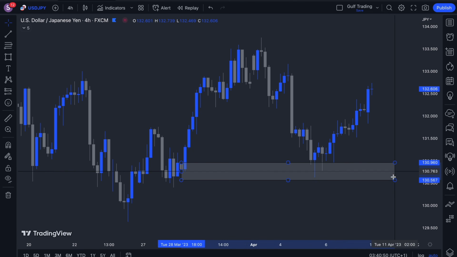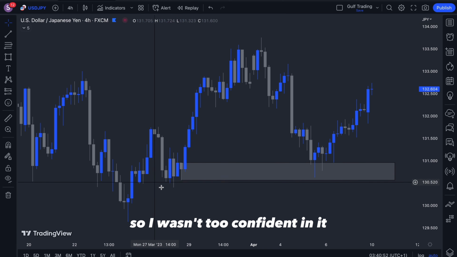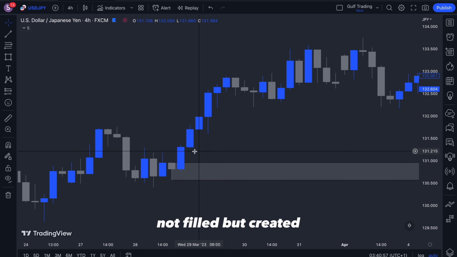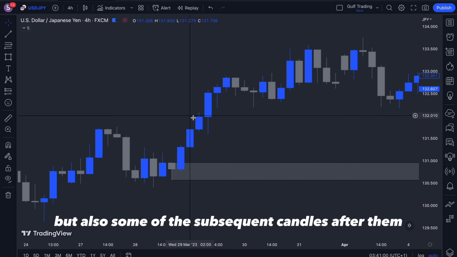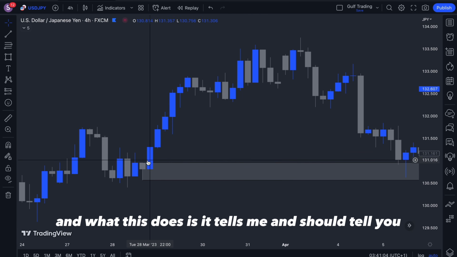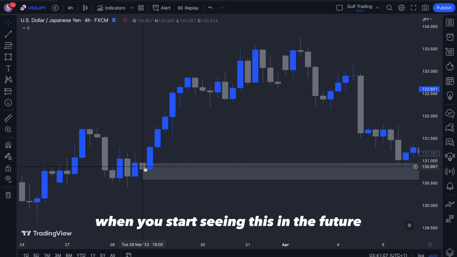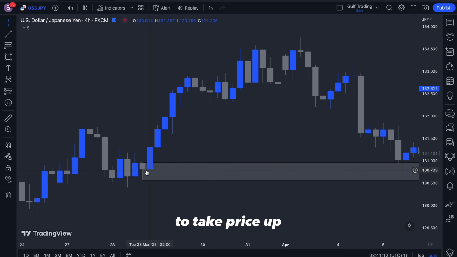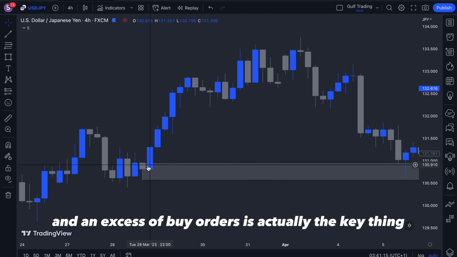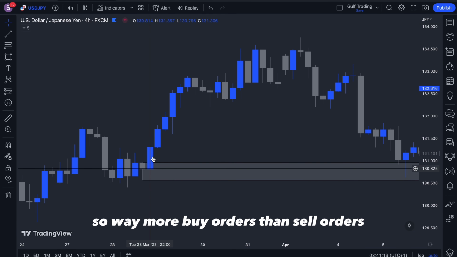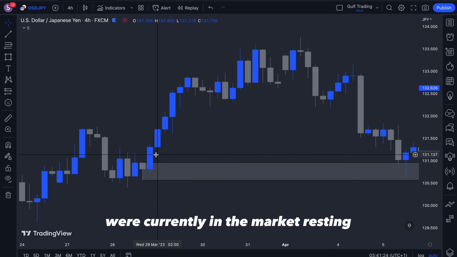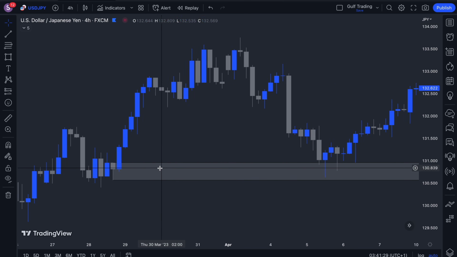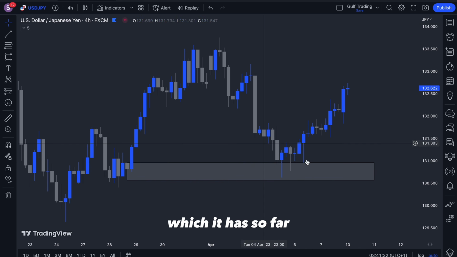this demand zone here. It didn't take out liquidity, so I wasn't too confident in it. But as you can see, a lot of imbalance not filled, created not only by the candle straight after, but also some of the subsequent candles. And what this tells me, and should tell you when you start seeing this in the future, is that a lot of buy orders were placed somewhere in this zone to take price up, and an excess of buy orders is actually the key thing. So way more buy orders than sell orders were resting in the market. There's still going to be some buy orders resting at some level around here for when price comes back and then takes off again, which it has so far.